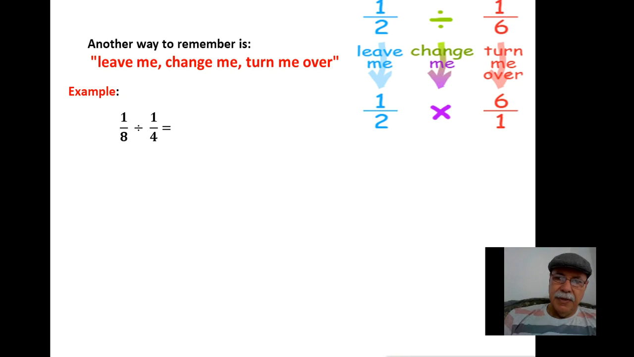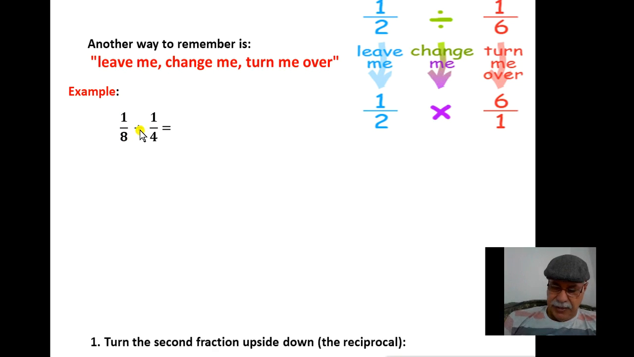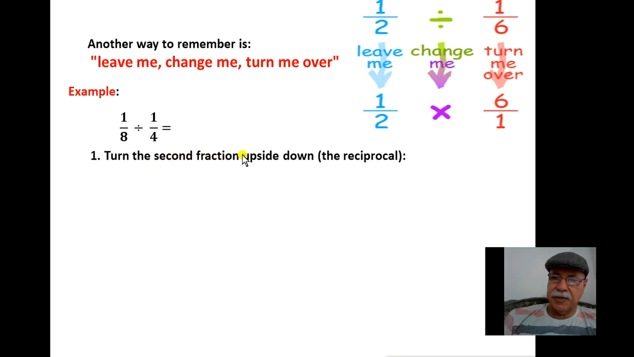Example: 1/8 divided by 1/4 equals. We do it like this: leave me, we leave this the same, change this to multiply, turn this second fraction upside down. We get 1 over 4, which becomes 4 over 1 after we turn it over, or upside down.